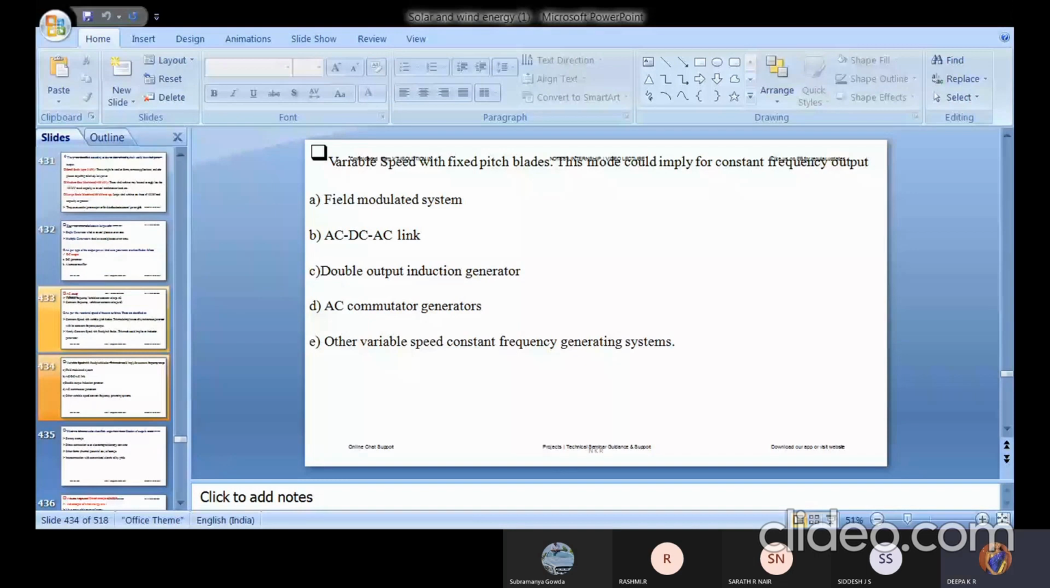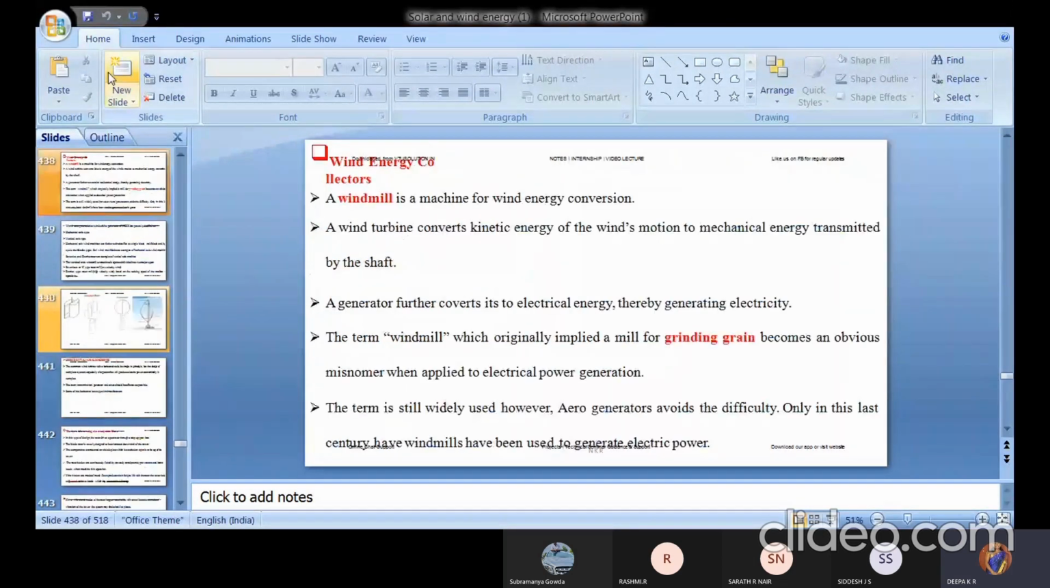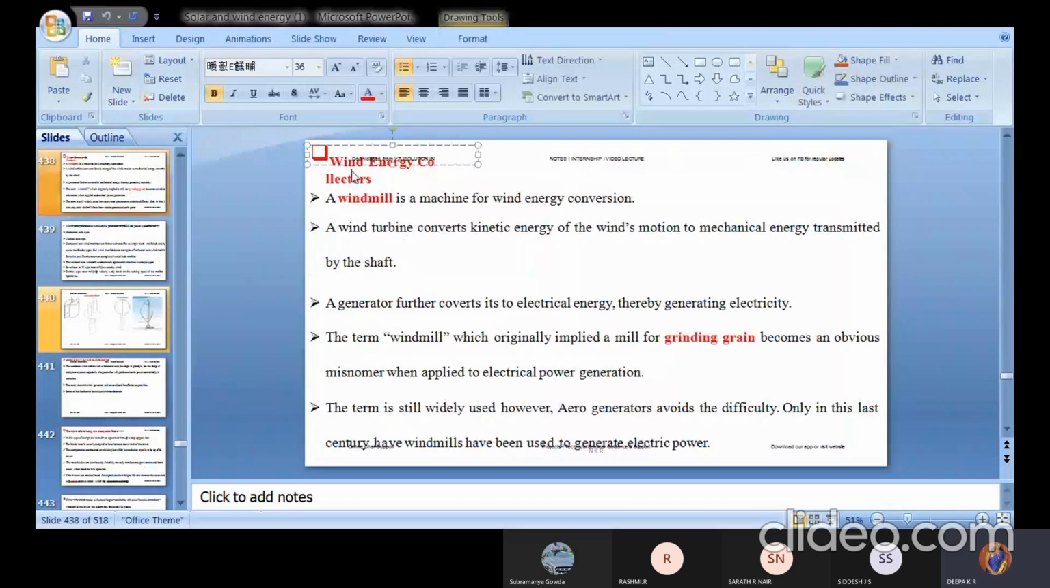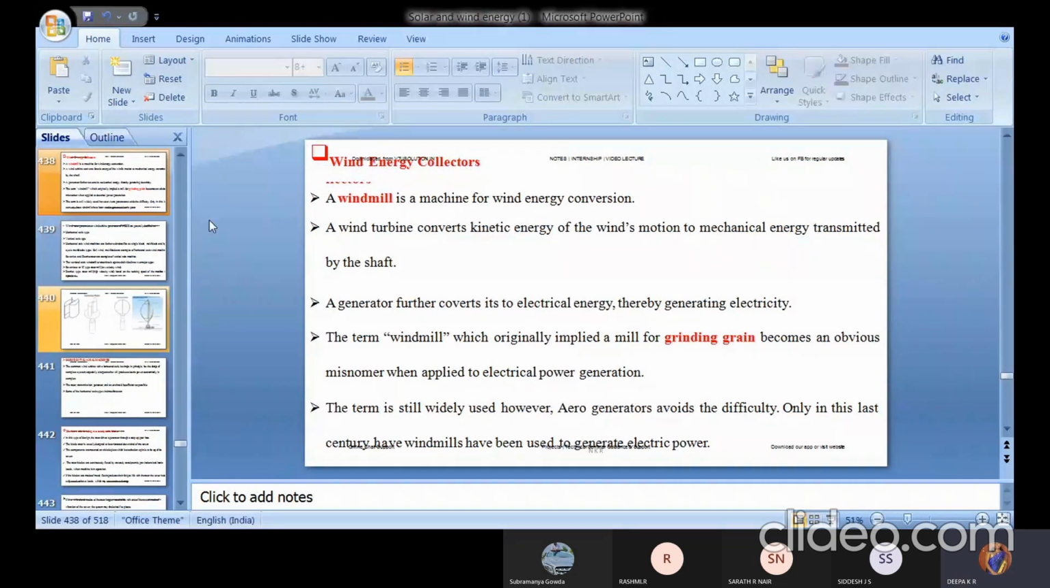Okay, so the next is wind energy collectors. Solar collectors, we know that. For wind energy collectors, we need to think: we don't have any panels, but we have a blade system and a hub system, so they are responsible for this. Let's go one by one.